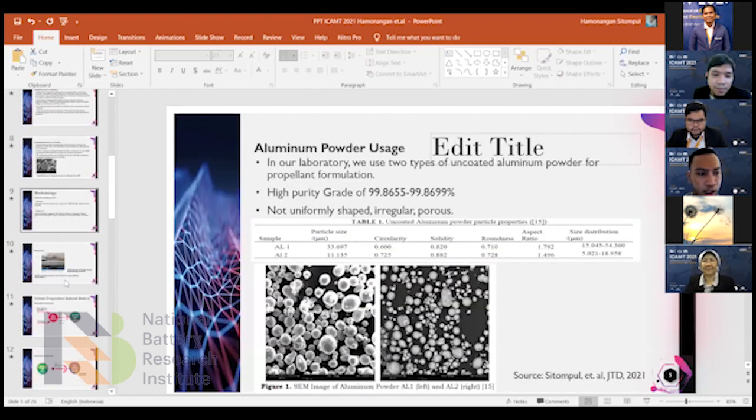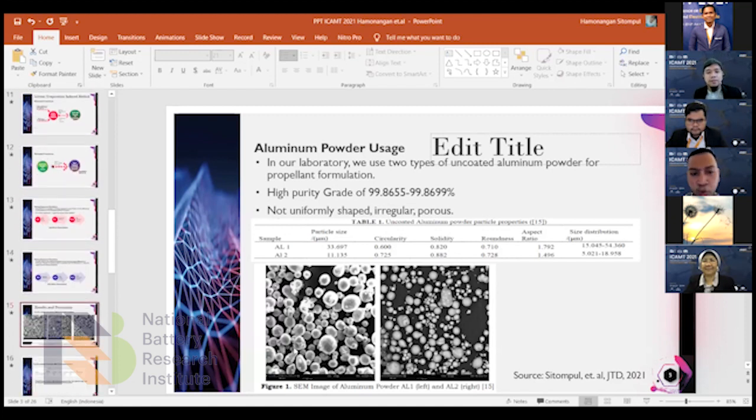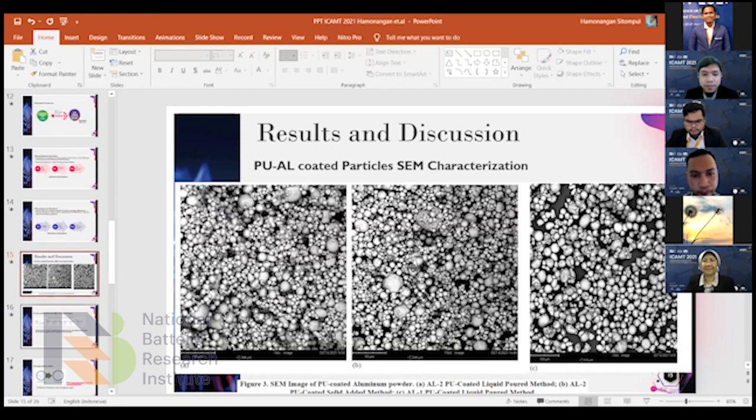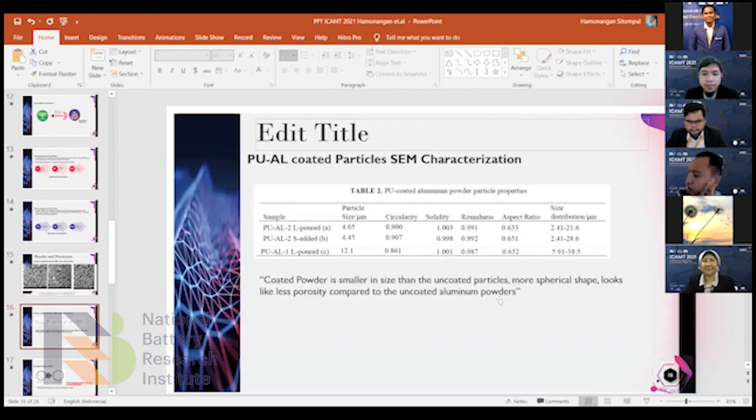Okay, we can deduce qualitatively that the coated particles have less porosity than the uncoated ones. It will help in the aluminum powder distribution in the polyurethane framework of the propellants. Okay, that is the answer.